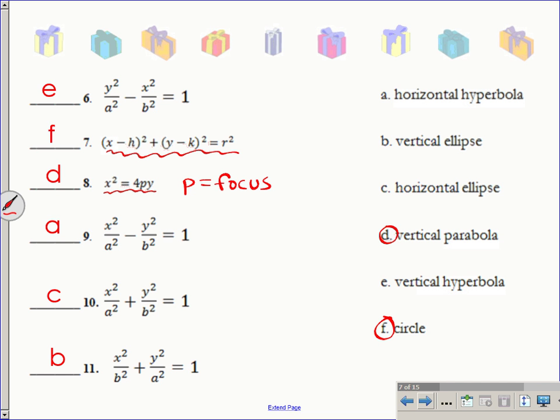Then we're going to move to ellipses and hyperbolas. Now remember, the biggest way you can tell the difference is that an ellipse has a plus sign in between them, and a hyperbola has a minus sign between them.